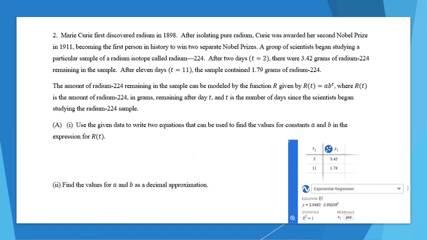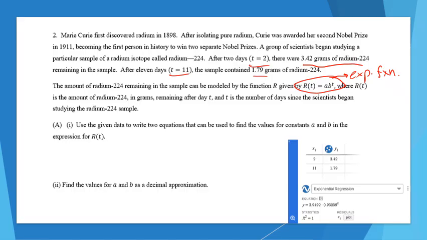All right, so for question number 2, we're given a context of a story problem. Here, it's talking about Marie Curie and a group of scientists studying radium. We are given that after 2 days, there was 3.42 grams of radium left, and after 11 days, there was 1.79 grams left. We are given that the amount left can be given by an exponential function R(t) in the form of a times b to the power of t. So you do need to be aware that this is an exponential function because that is in the form where the exponent has a variable in it.